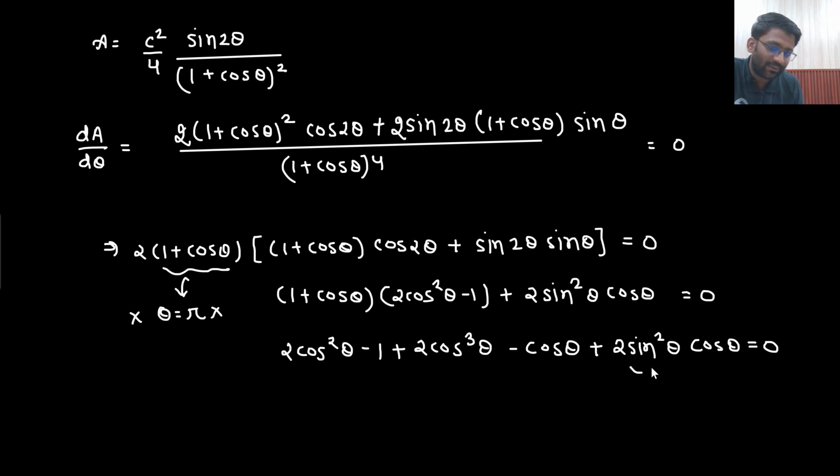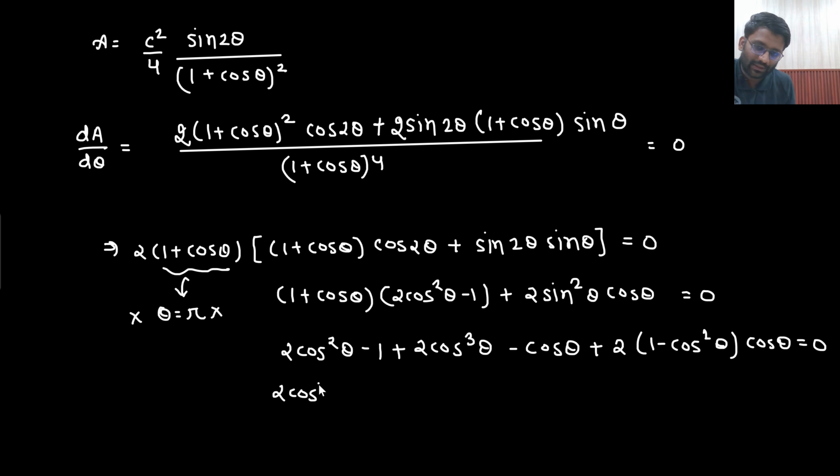What I will do is that here also I will put 1 minus cos square theta. In place of 2 sin square theta, I will put 1 minus cos square theta. Why is that so? Because everything I am trying to convert into cos theta only. So what I will be getting? 2 cos square theta minus 1 plus 2 cos cube theta. I am just hopeful that this cos cube theta gets cancelled out. This is the hope that I am having.